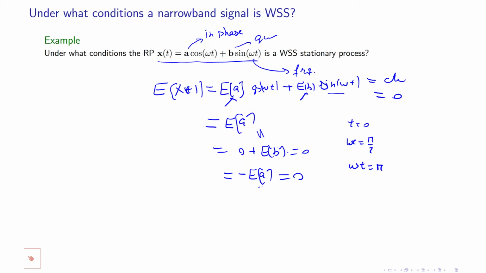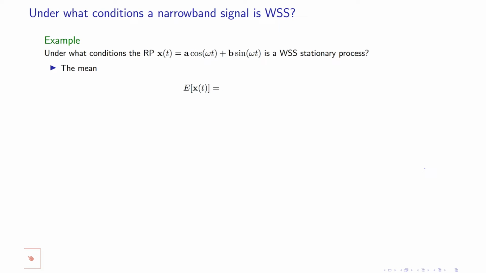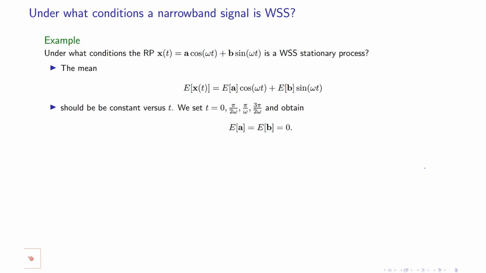Now, this doesn't make it WSS because we need to also evaluate the autocorrelation function. So I summarize, the mean of x(t) is equal to that. We evaluate this function for 4 different values, and quickly you conclude that the mean of A and B should be 0 for this random process to be stationary in the mean sense, or the mean is constant.